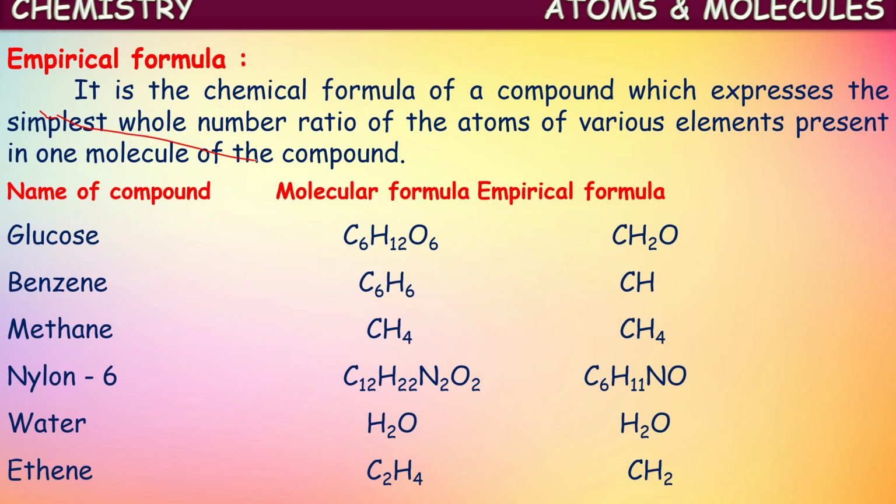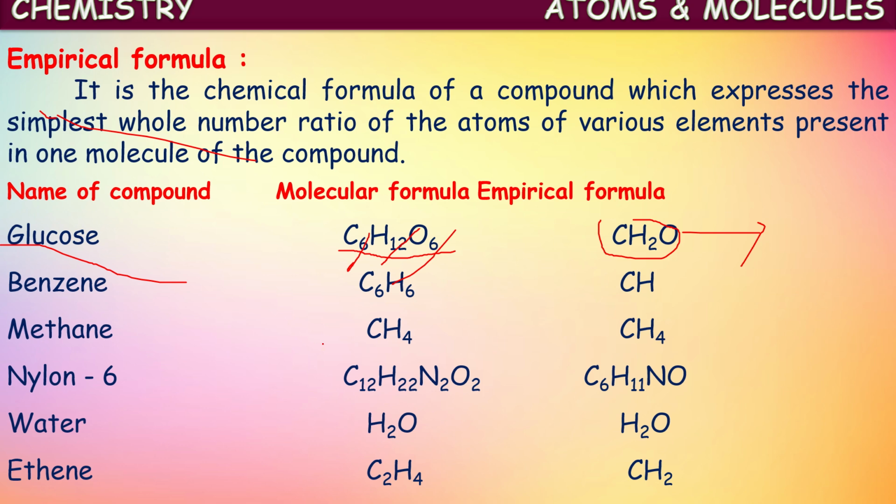We come to glucose. Glucose molecular formula C6H12O6. Simplest whole number ratios. See here, 6 ones are, 6 twos are, 6 ones are. What we are getting? 1 carbon, CH2O. This is the simplest whole number ratio of glucose, that is nothing but the empirical formula. So the empirical formula of C6H12O6 is CH2O.